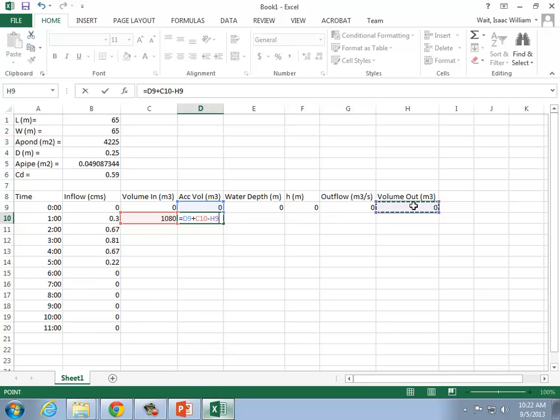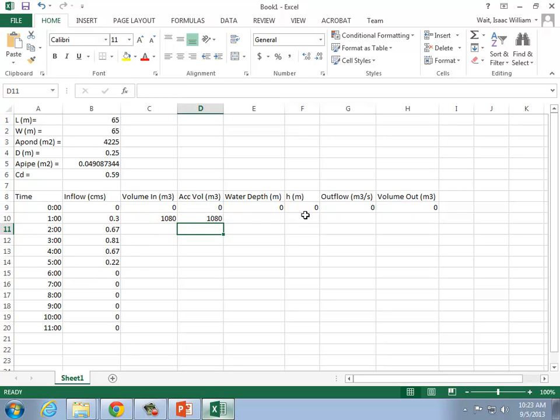So what I did in that formula was I said accumulation is in minus out. Basically, how much is in the pond is what this cell is answering. How much is in the pond is what was in the pond last hour plus what flowed in minus what flowed out.